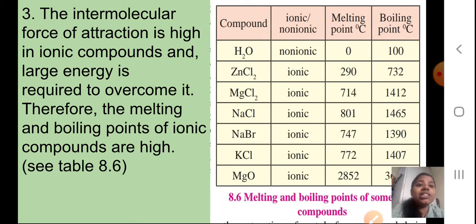You can see this table is given in your text. Please go through that table. Different compounds are given: H2O, non-ionic. Water is non-ionic; its melting point is 0 and boiling point is 100. You know this. ZnCl2 is an ionic compound. MgCl2 is an ionic compound. NaCl is an ionic compound. NaBr is ionic. So you have to remember these examples also. KCl is an ionic compound and MgO is an ionic compound.